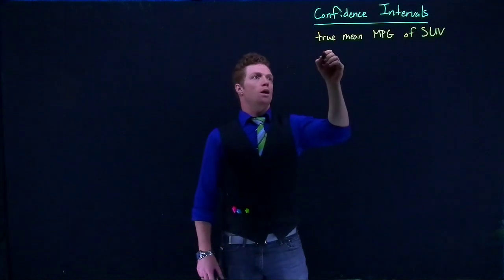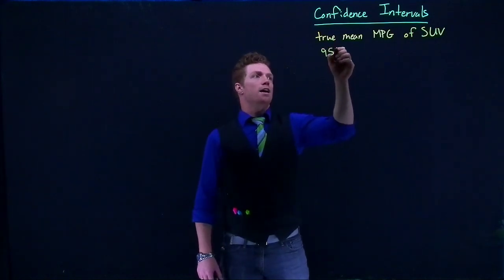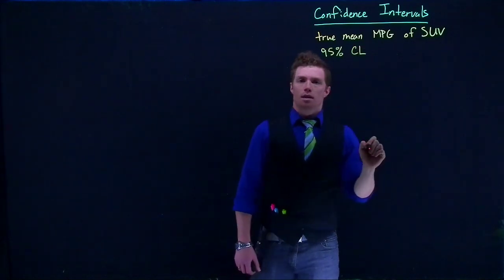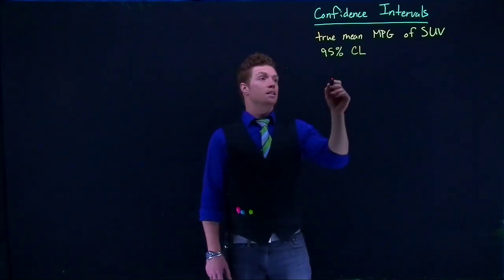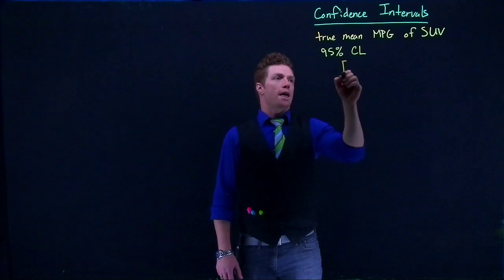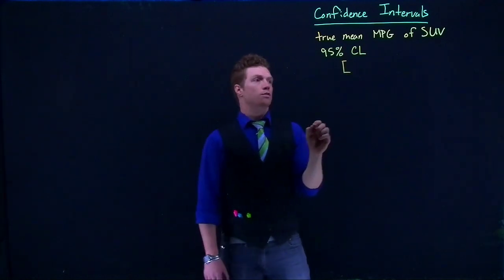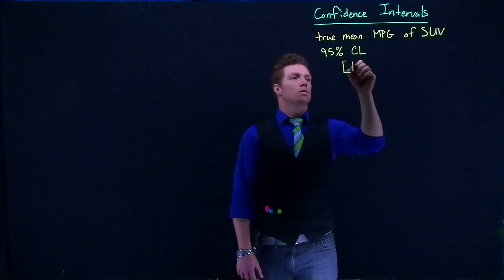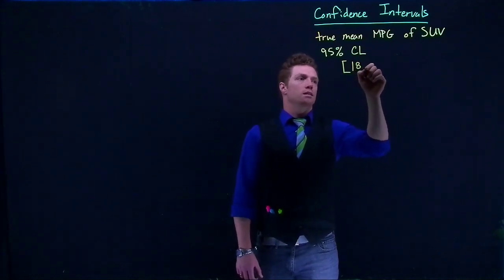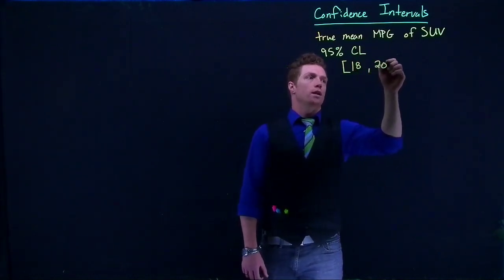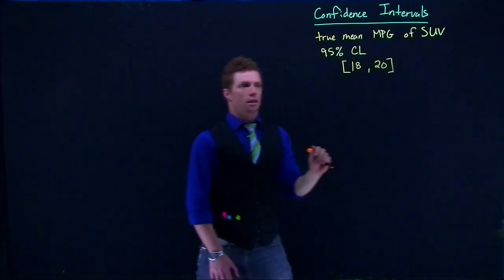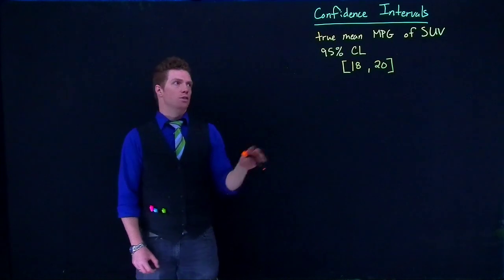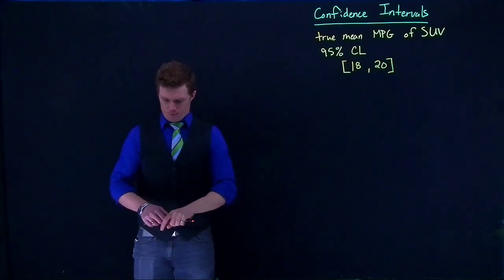Let's say that I want a 95% confidence level. And let's say that when I did this, I found that my 95% confidence interval was something like 18 to 20 miles per gallon. All right, so let's just suppose that I did my confidence interval, and that's what I found.